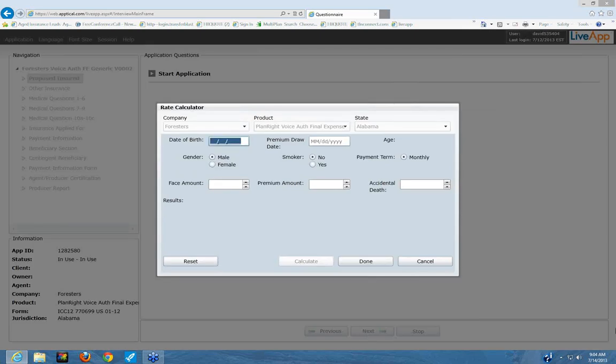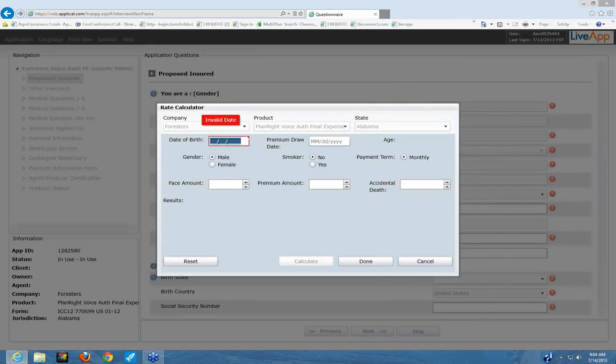And this is the rate calculator that will pop up. So let's say the person is born December 25th, 1950. They're 62 years old. Now the premium draw date, this is where you ask the client, Mr. Jones, do you have a preference on when the policy would start? This is when the first payment takes place and the policy is effective. And you want to know that because you want to make sure that they're going to have funds in their account to make the first and continuous payments for their policy.